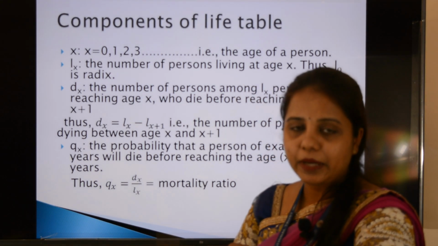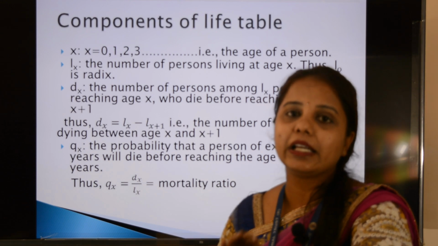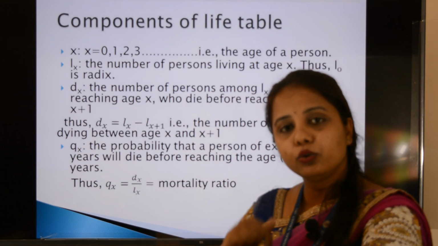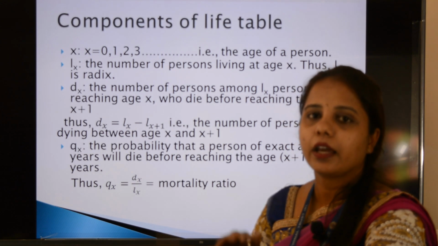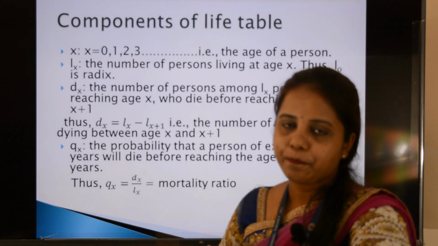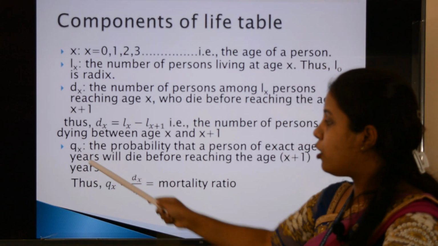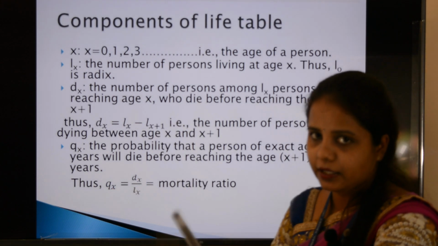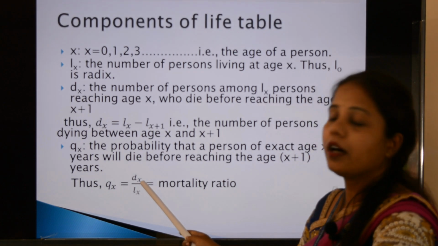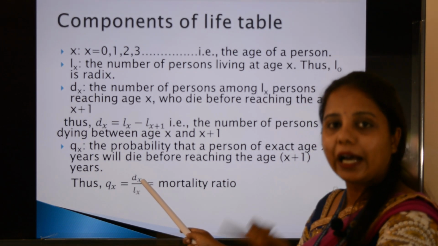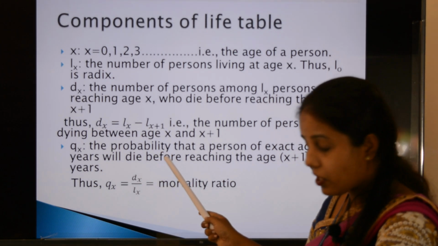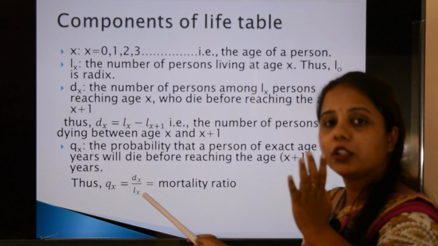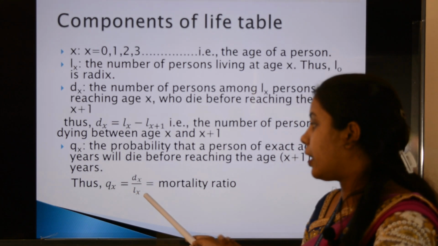Qx is basically the probability that a person does not reach his age x plus 1. Therefore the formula of Qx is dx divided by Lx. What is dx here? dx is the people who will die before reaching their next age, and Lx is the total population at age x.